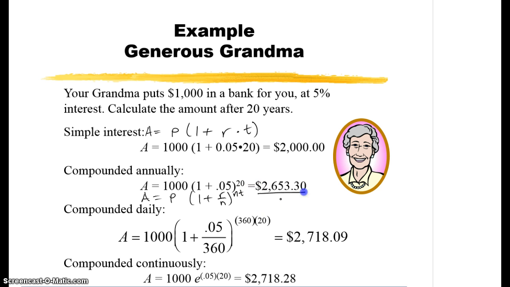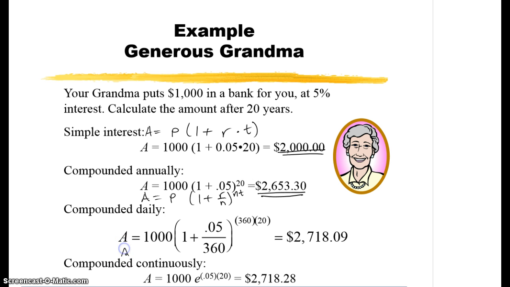$2,653.30. So when the conditions are held the same, when the principal, the interest rate, and the time are kept the same, compounding annually turns out to be better than using simple interest if you compare those two amounts. Well, if we compound daily, we should expect that we get even more money. And in fact, we do.